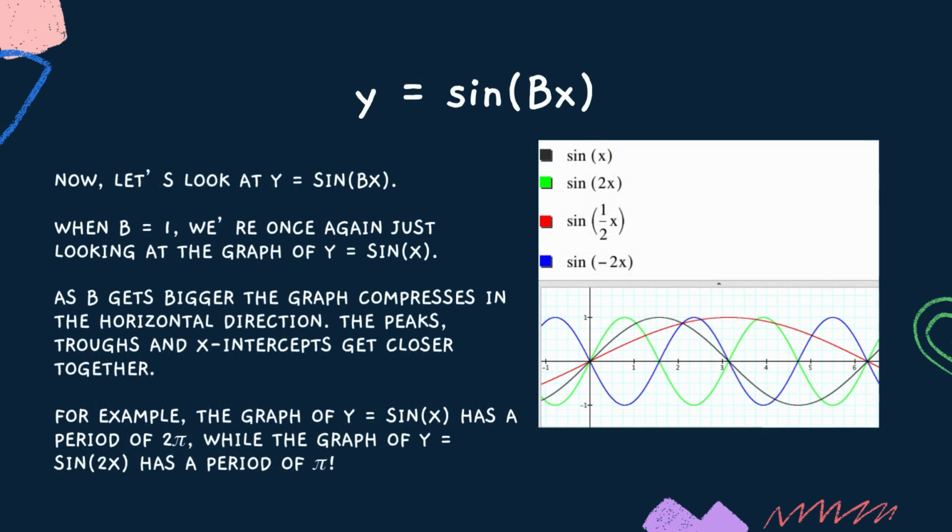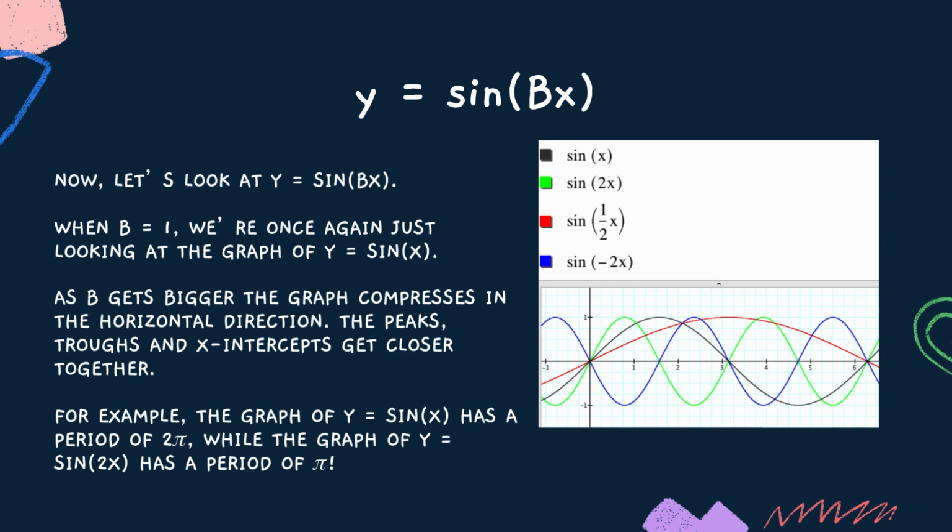Now let's look at y = sin bx. When b equals 1, we're once again just looking at the graph of y = sin x. As b gets bigger, the graph compresses in the horizontal direction. The peaks, troughs, and x-intercepts get closer together. For example, the graph of y = sin x has a period of 2π, while the graph of y = sin 2x has a period of π.